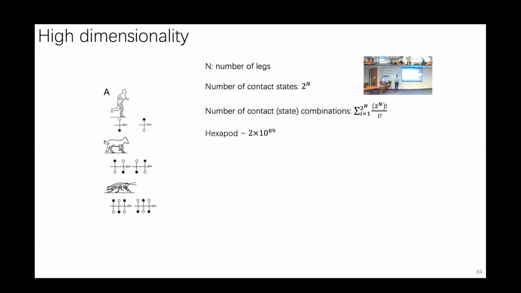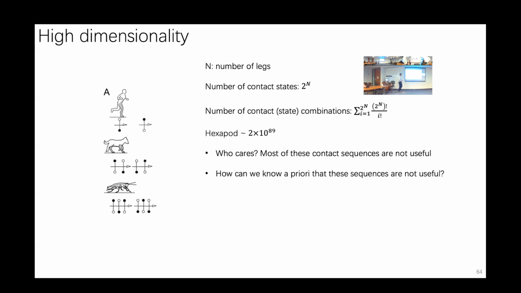But this number is largely underappreciated or never explored, because who cares? Most of those contact sequences are not going to be useful. But how can we know a priori that those sequences are not useful? Well, we have a hypothesis. We have intuitions developed from bipedal and quadruped robots. So in this last section, let me wrap up by exploring the full contact state sequence space. In doing that, we will learn how to save our budget on the motors.